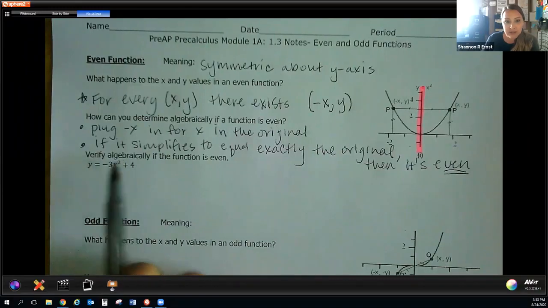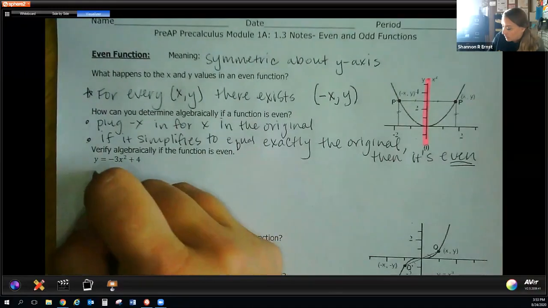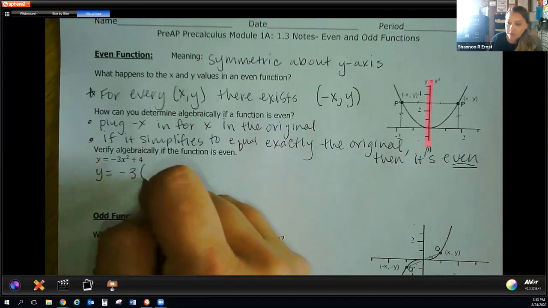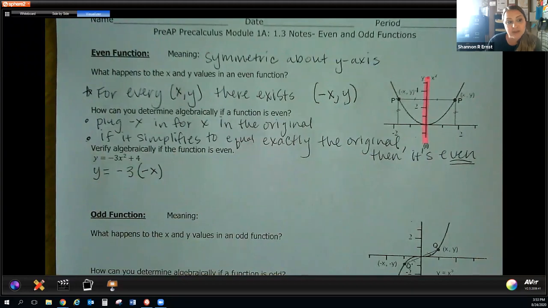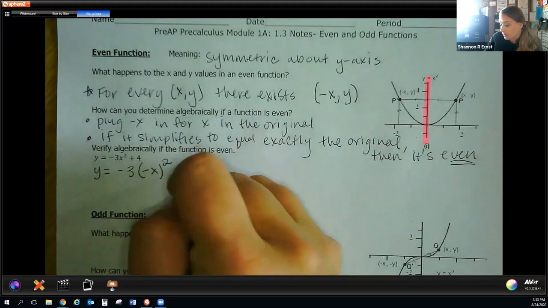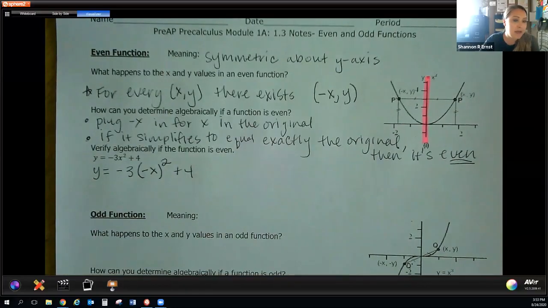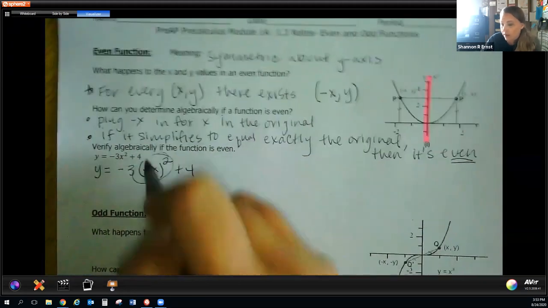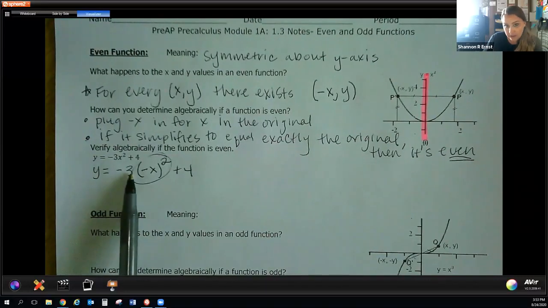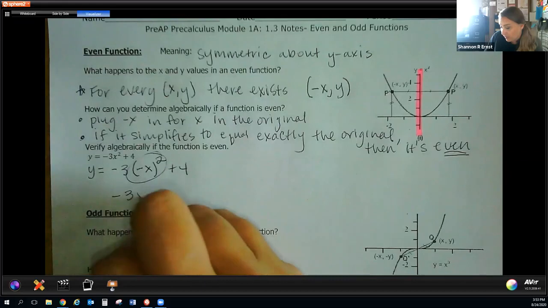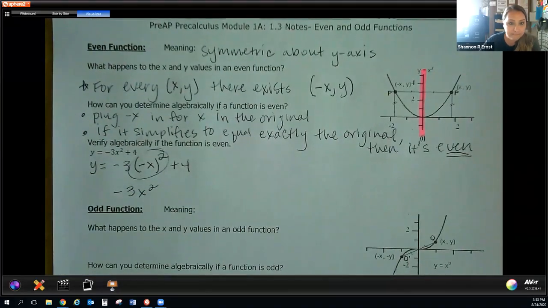So we're going to plug in negative x every place we see x. So that would look like y equals negative 3. I always put parentheses every place I'm going to plug in. So parentheses negative x, squared is going to go outside of your parentheses, plus 4. And then we simplify it. So think about what happens when you square a negative. A negative times negative, that's squaring, becomes a positive. So this is technically, right here, a positive x squared, after we simplify it, times negative 3, which then would become negative 3 positive x squared, plus 4.